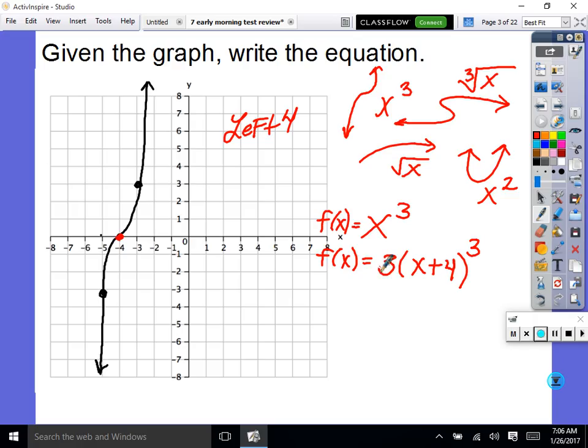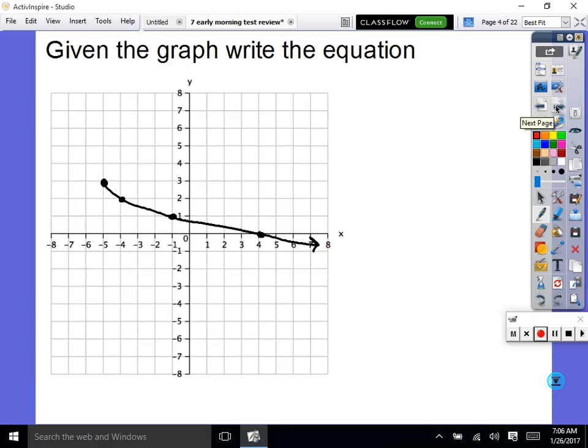Now notice this is increasing. Cubics are normally increasing, so it wasn't a reflection over the x-axis. If this was decreasing, then that would be a negative in front. So that's our final answer, right? Because there was no shift up or down. Okay.